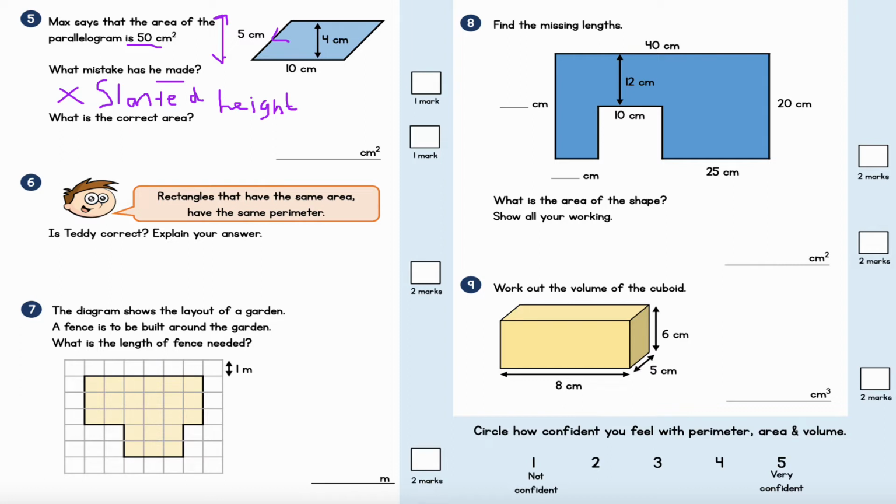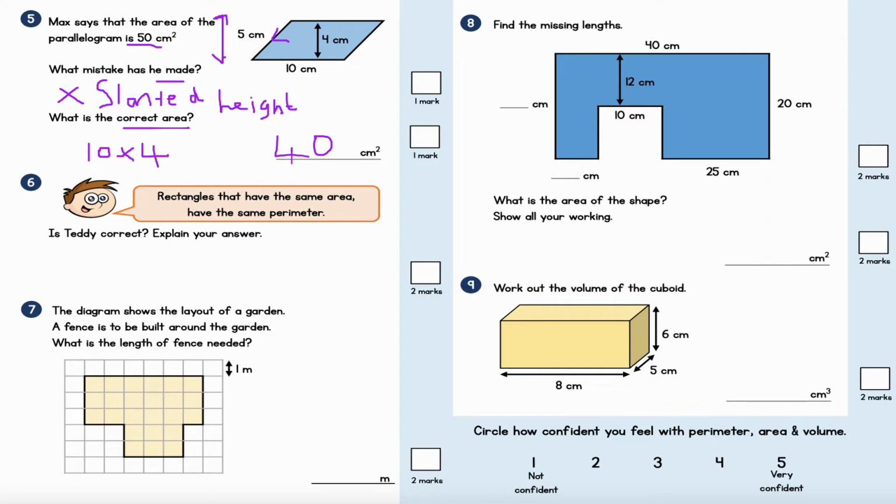But this is what I call the perpendicular height. So it's perpendicular to the actual ground or floor. It's always 90 degrees to the ground or floor. What is the correct area? 10 times 4 is 40. So it should be 10 times 4. Okay, 10 fours are 40, or 4 times 10.